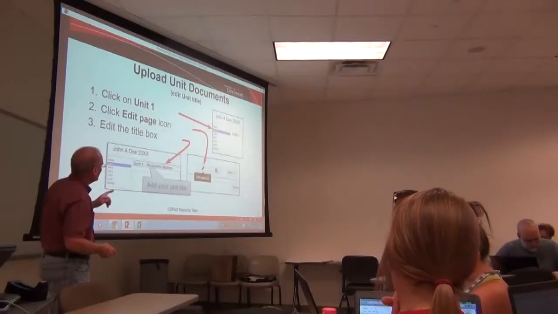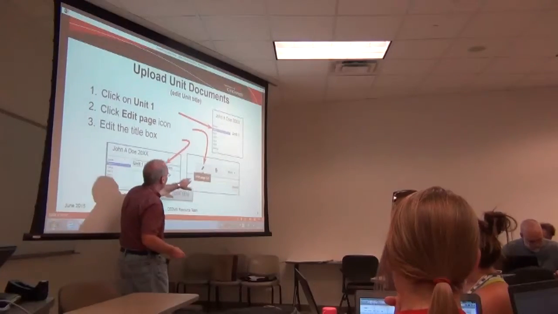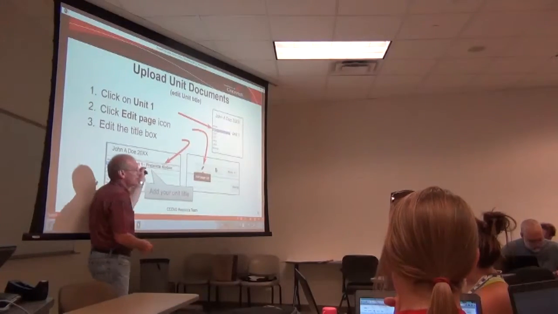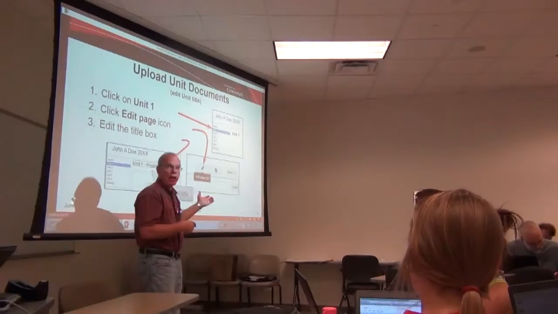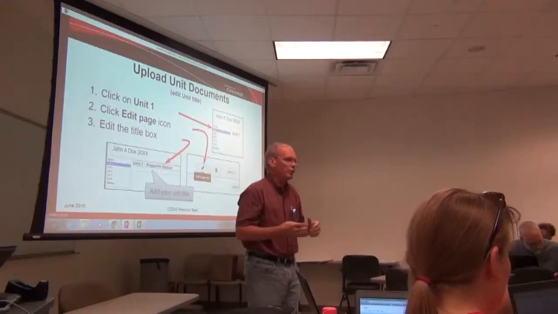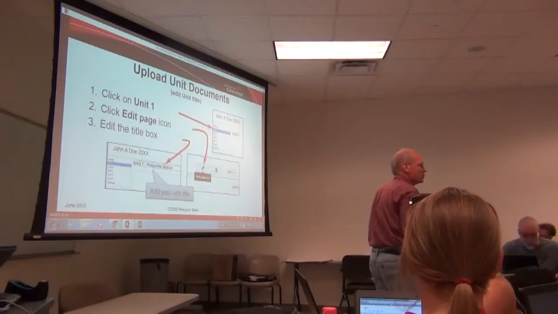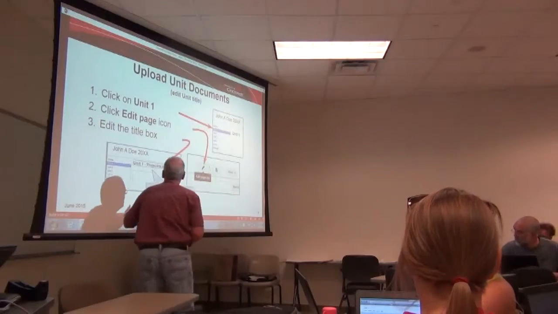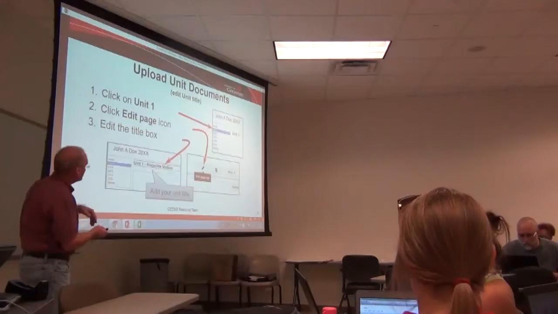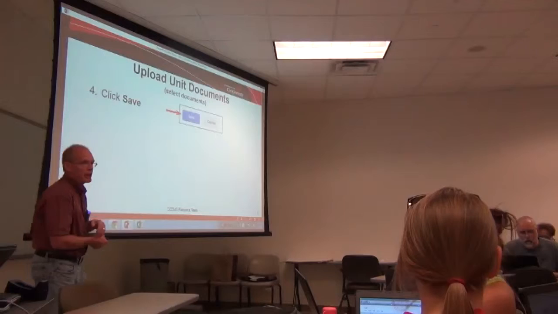So what I want you to do is when you click on this, you should be able to edit this box at the top. I want you to put something in there. Okay, you can change it later. Just put a descriptor in there. I got Unit 1 projectile motion. Okay, so go ahead and put something in. And when you get done with that, just go ahead and click Save.